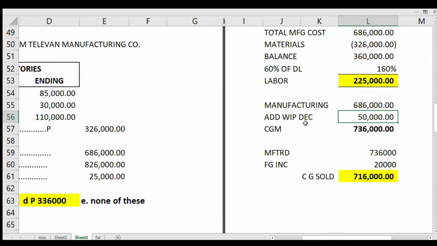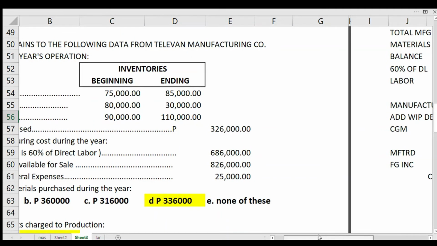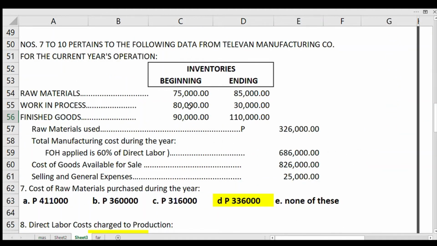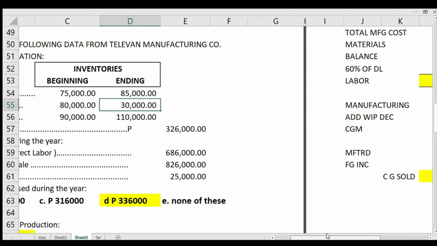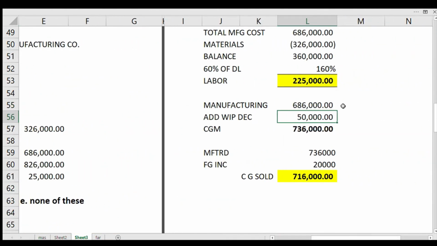Now, to get the cost of goods manufactured, you just add the beginning and less the ending. But in a shortcut version, you just get the effect from the work in process inventory. It went down to 30. So the decrease in work in process was 50,000. So how come we add the decrease in work in process? Because this was a decrease. So how come we have to add?